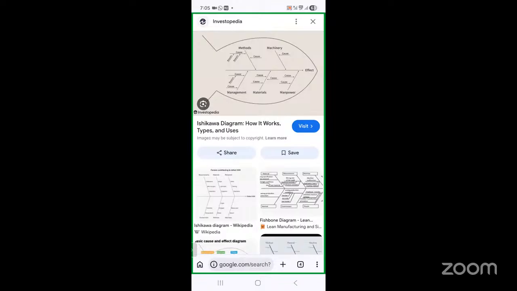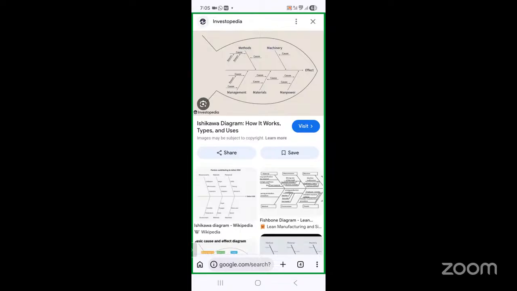So here you can find the effect, on the right-hand side. Another thing, there are some causes. The broad causes are method, next is machinery, then management, materials, and manpower. 1, 2, 3, 4, 5.